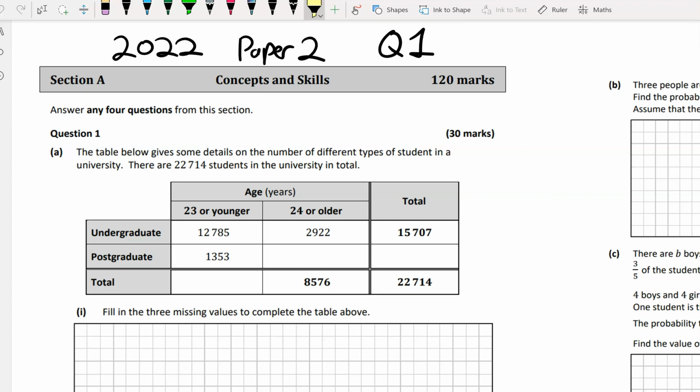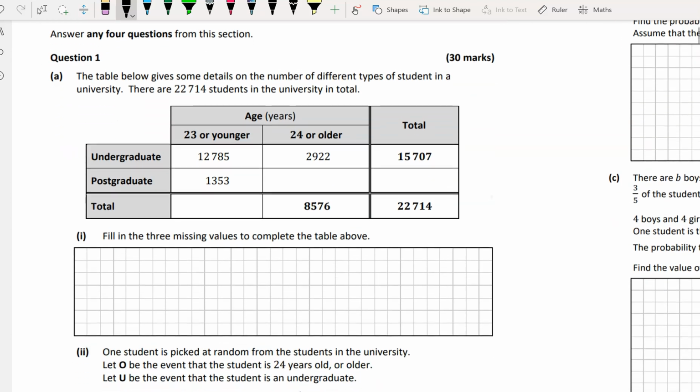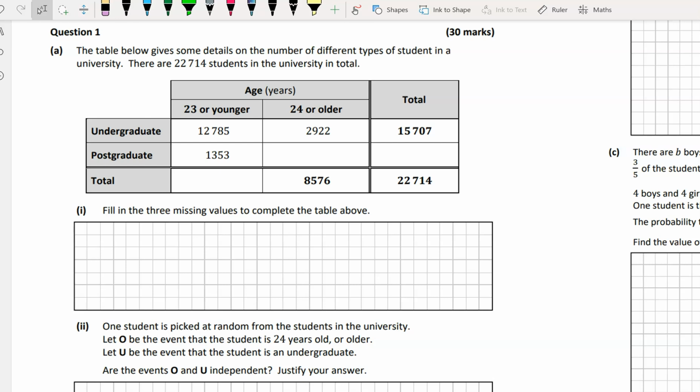2022 Paper 2, Question 1. Question 1, the table shows some details on different types of students in the university. There are 22,714 students in the university in total. Fill in the three missing values. So they're easy enough. You're just totaling down and you're just totaling across. So just using addition and subtraction, find the values that make the totals add up correctly.